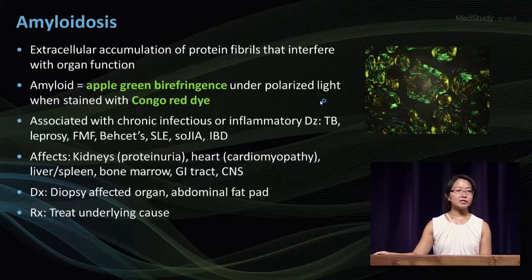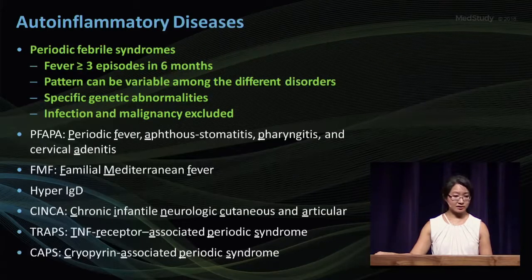Now, amyloidosis has been associated with chronic inflammation. So that chronic inflammation can be from lupus, from JIA, inflammatory bowel disease. It can affect the kidneys, the heart, the liver, the bone marrow, GI tract, or the CNS. The way you diagnose it is you've got to get tissue. So the abdominal fat pad is probably the least invasive. Some people do rectal biopsies or biopsies of the tongue, and the treatment is actually managing the underlying cause.